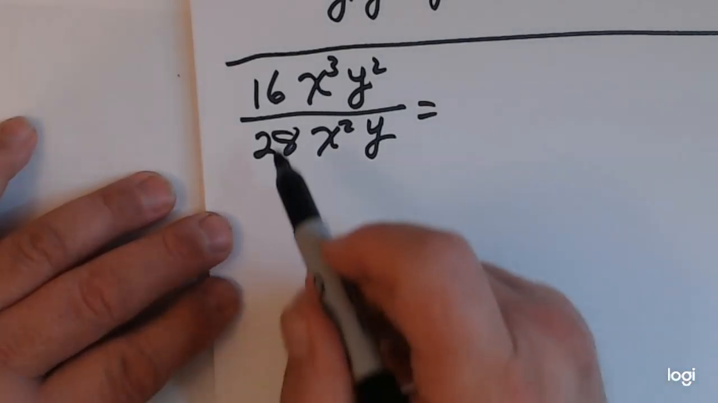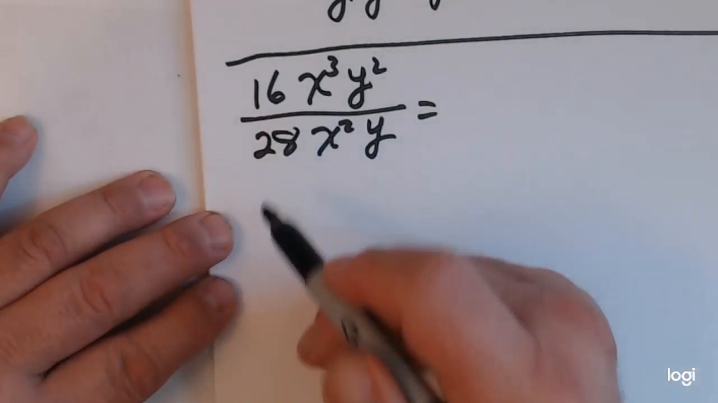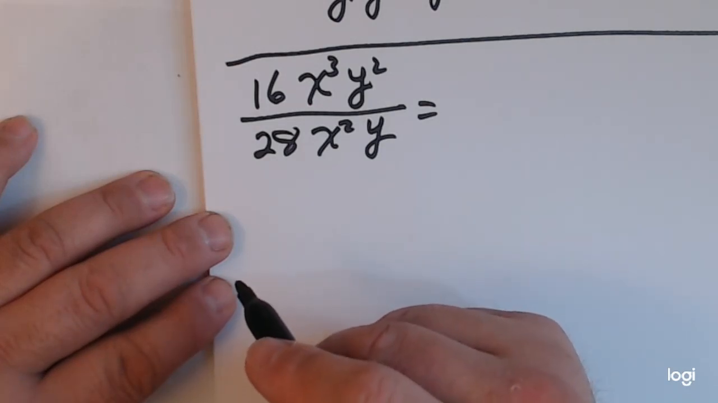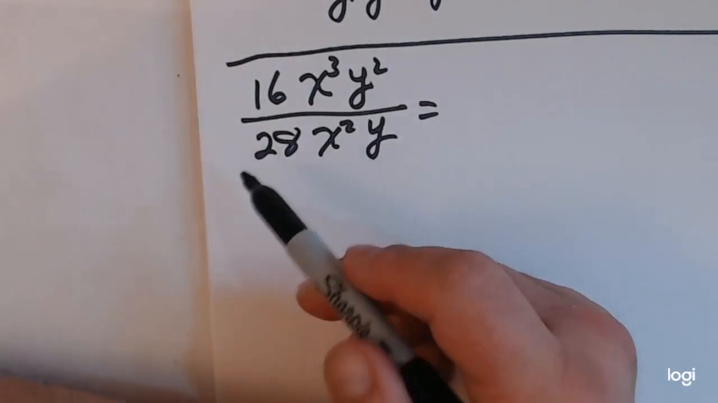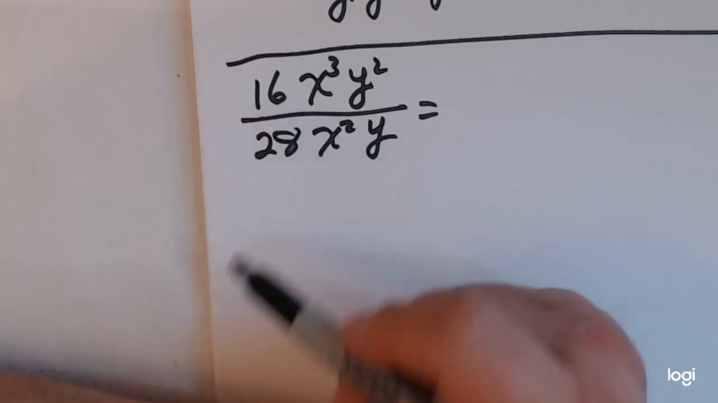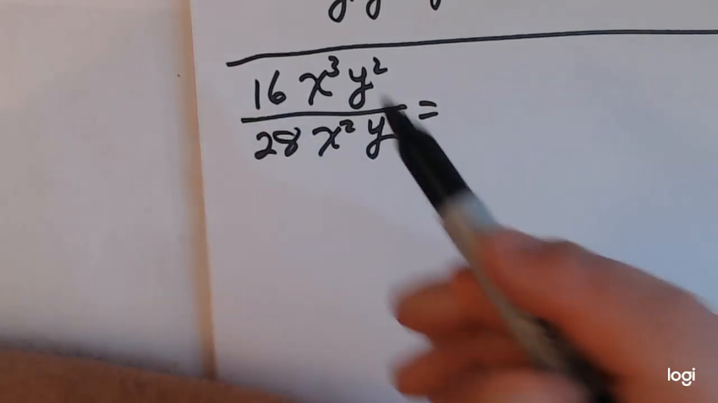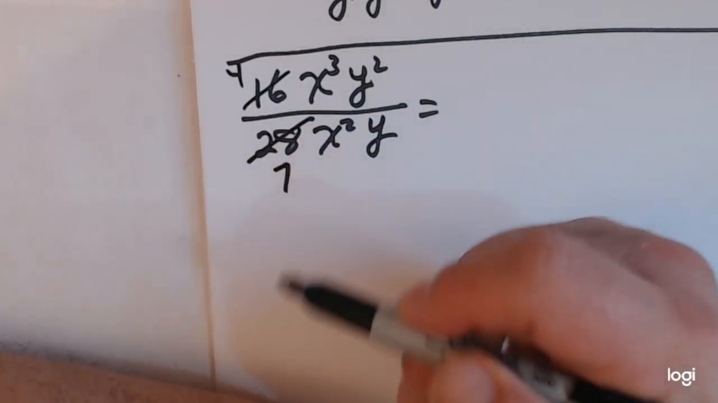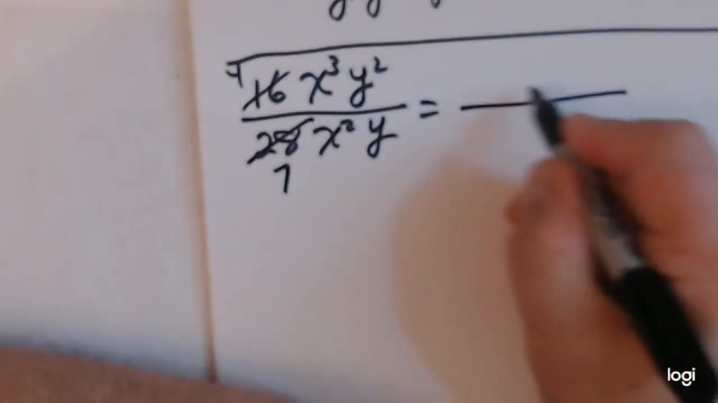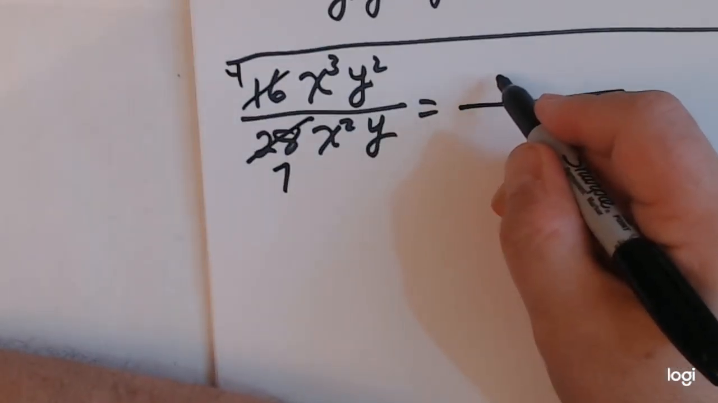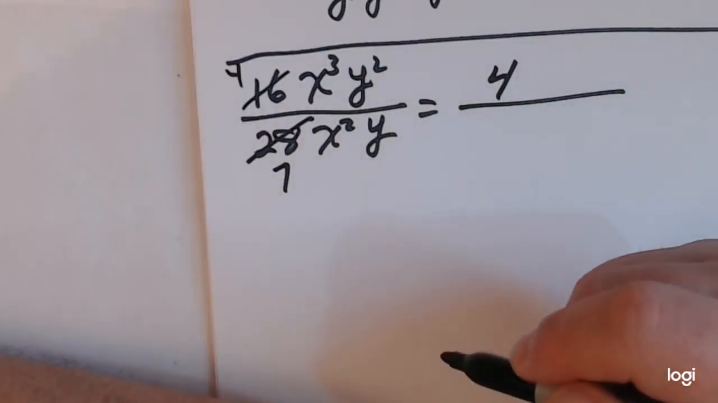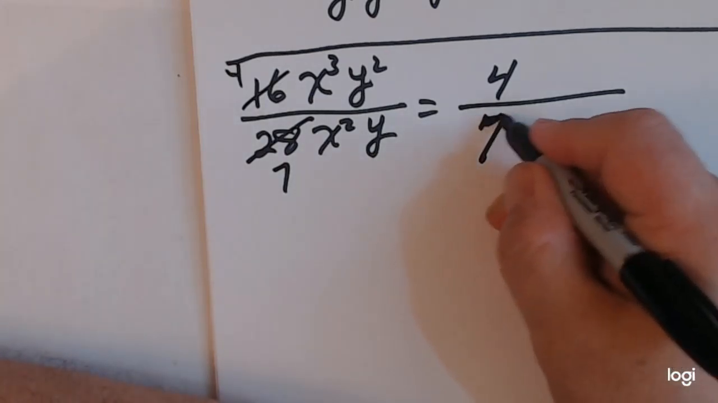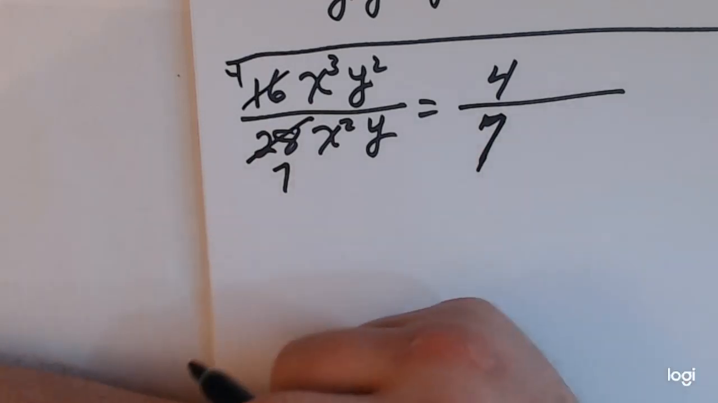So, okay, we need to find the greatest common factor between 16 and 28. It turns out that's 4. 4 times 4 is 16, and 4 times 7 is 28. So 4 goes into 16 4 times, and it goes into 28 7 times. So we're going to have a 4 in the numerator and a 7 in the denominator.